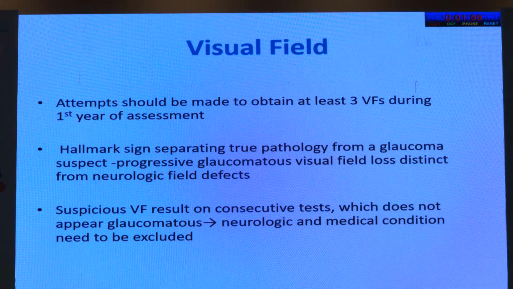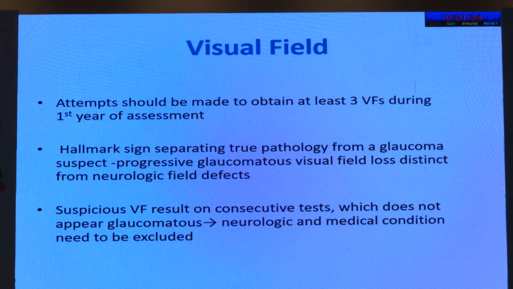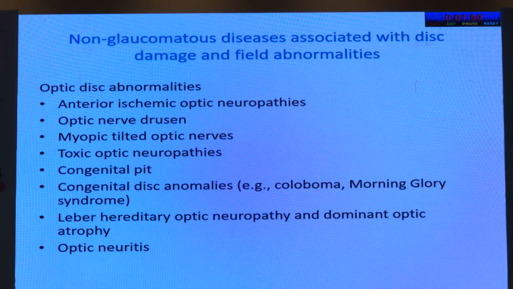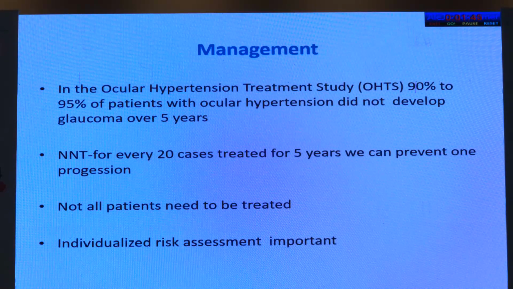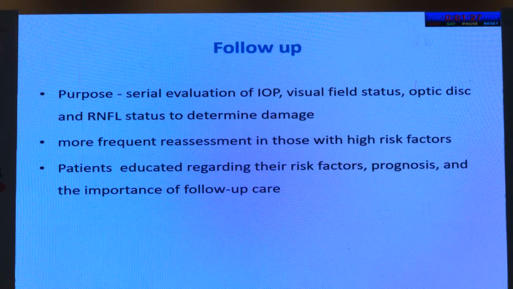And if there is suspicious visual field on consecutive tests, then one should try to exclude the neurological and medical conditions causing the visual field defect, like optic disc abnormality, retinal abnormality, and CNS abnormality. Coming to the management part, it was seen in the Ocular Hypertension Treatment Study that 90 to 95% of the patients didn't develop glaucoma over 5 years. And the NNT, number needed to treat, is that for every 20 cases treated for 5 years, we can prevent only 1 progression. So individual risk assessment is important.